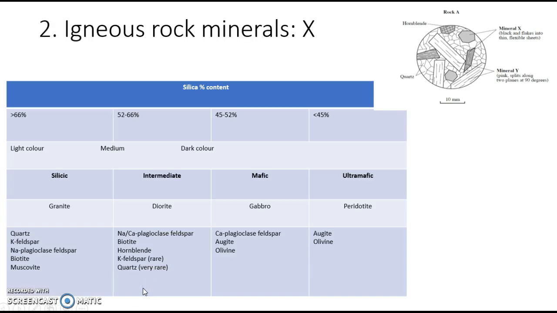So, knowing igneous rocks, this is something we need to learn. So we know that there are different types of igneous rocks. Here's some named ones: granite, diorite, gabbro, peridotite. And they're placed in categories that depend on their silica content. They can either be silicic, intermediate, mafic, or ultramafic. And depending on what category of silica they have in them, they have different minerals in them. And they only have those minerals in them.